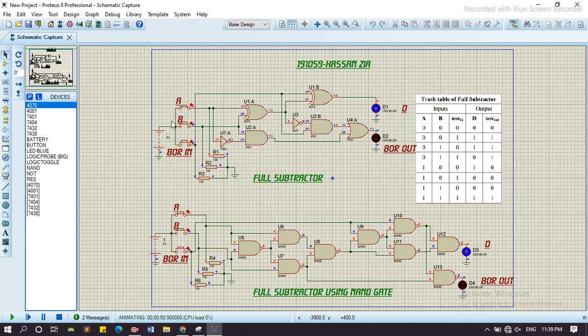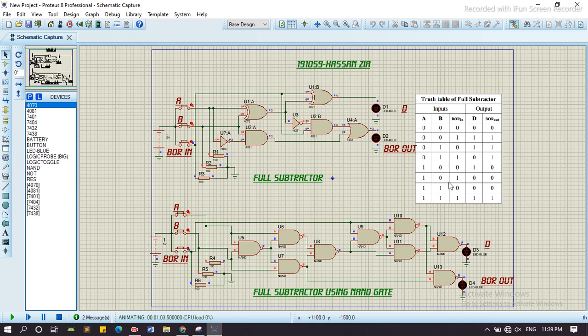When A and borrow in are 1 1, both the difference and borrow out are 0. Similarly here, now we go to the next. When A and B are 1 1 and borrow in is equal to 0, then again the difference is 0 and borrow out is also 0.